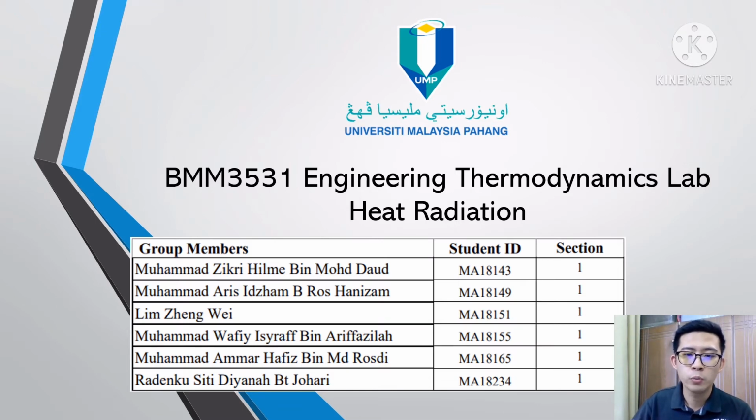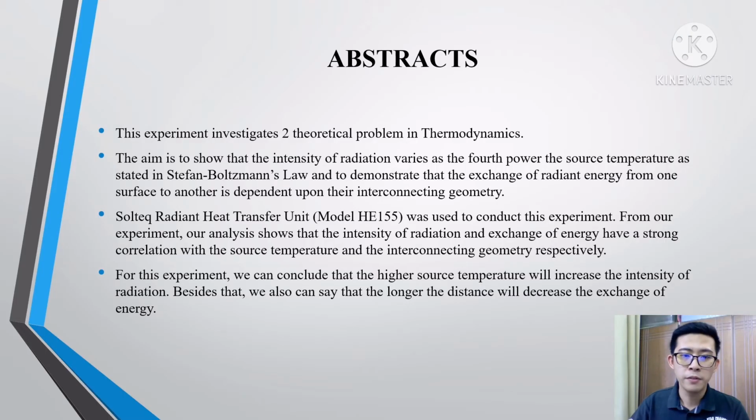Today, we are going to present about heat radiation for the topic of Engineering Thermodynamics Lab. This experiment investigates two theoretical problems in thermodynamics. The aim is to show that the intensity of radiation varies as the fourth power of the source temperature, as stated in Stefan-Boltzmann's law, and to demonstrate that the exchange of radiant energy from one surface to another is dependent upon their interconnecting geometry.